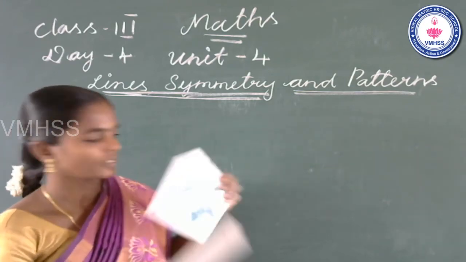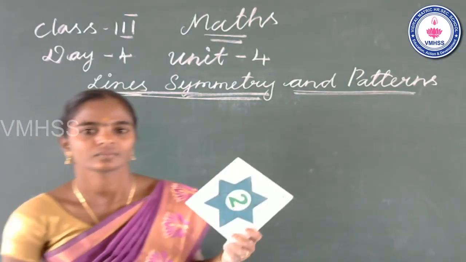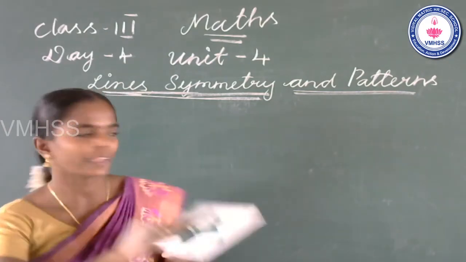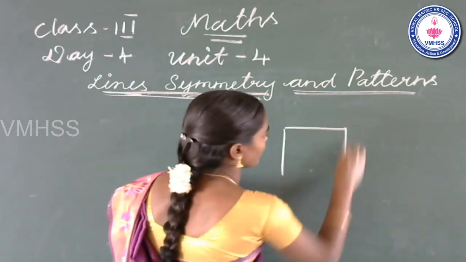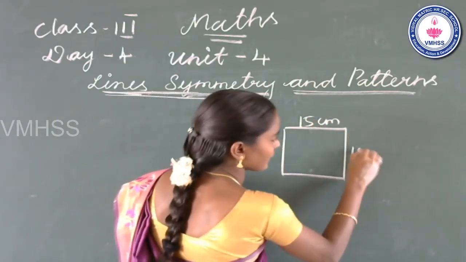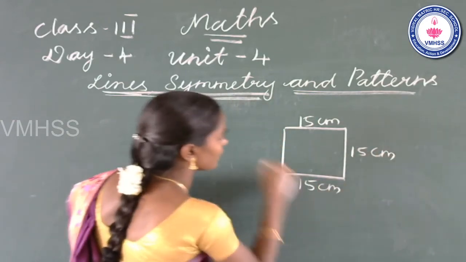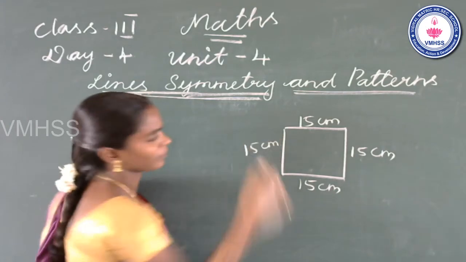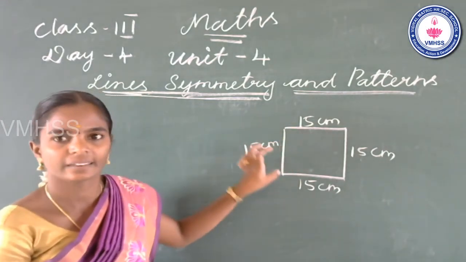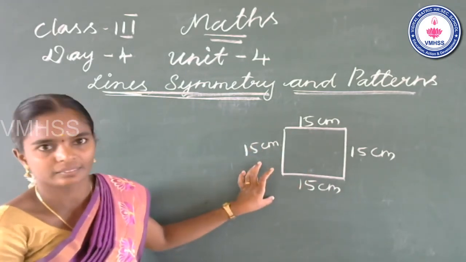Children, listen here. This is a square because all sides are equal. This side is 15 centimeter, next this side also 15 centimeter, next 15 centimeter, next 15 centimeter. So the horizontal and vertical lengths are equal. A square has all sides of equal length.